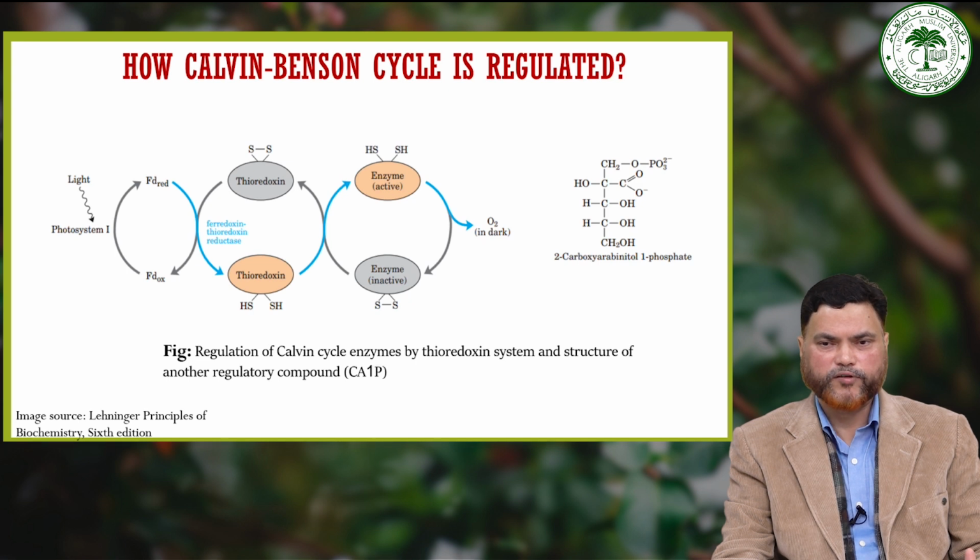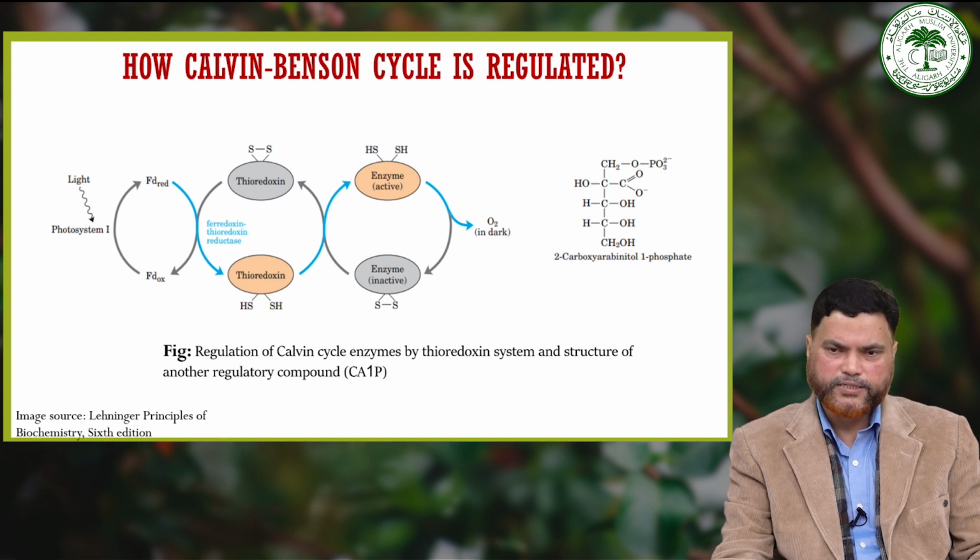Rubisco, as I mentioned, is a very critical enzyme in photosynthesis, is light dependent and has a very low catalytic activity, and requires another protein called Rubisco activase to restore its activity. This Rubisco activase induces a conformational change in Rubisco and releases bound sugar phosphate, and thus enables the carbamylation to occur. This process is ATP dependent, as we have studied earlier.